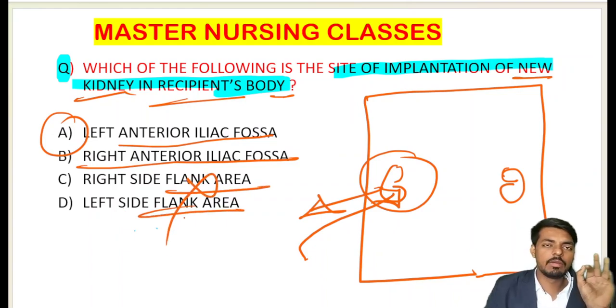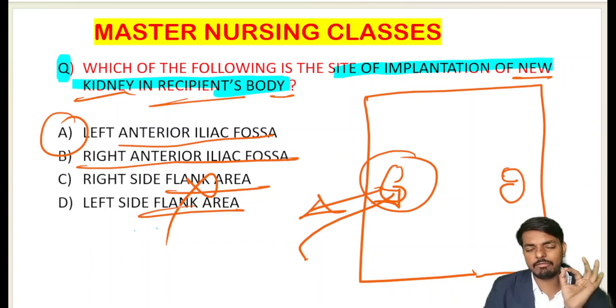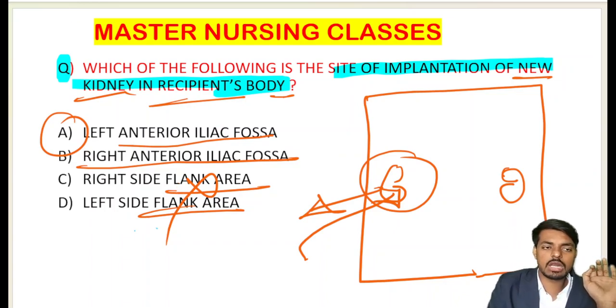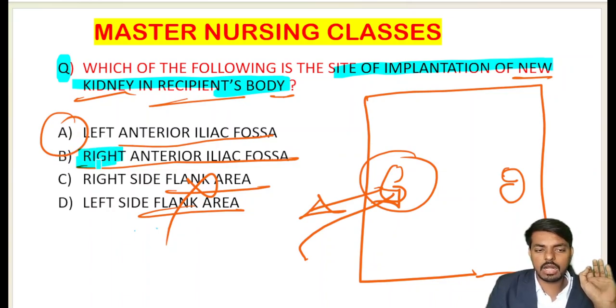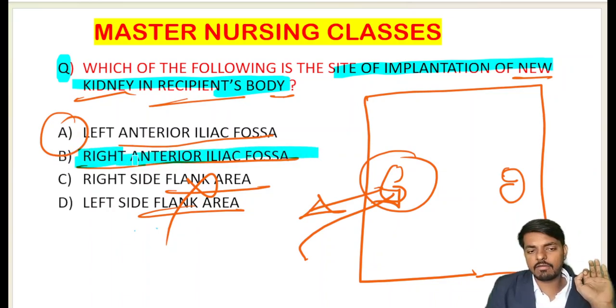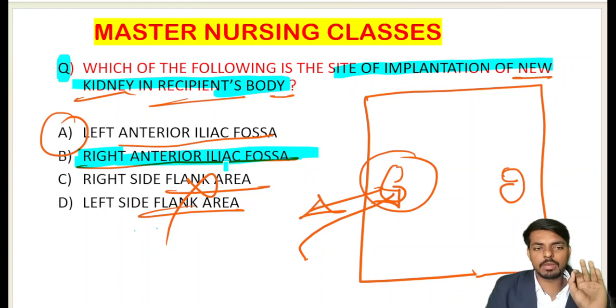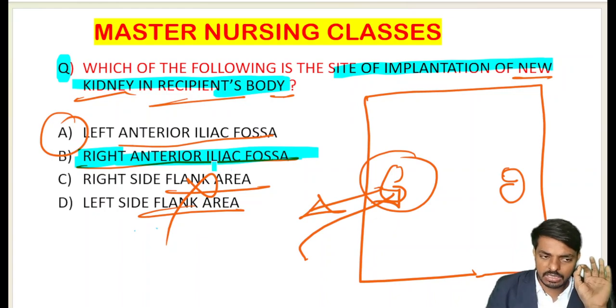So always, if you get any flank area options, just try to eliminate them. Your answer should always be the right-sided anterior iliac fossa, which is the best site of implantation of the kidney which we are taking from the donor and putting in the recipient.